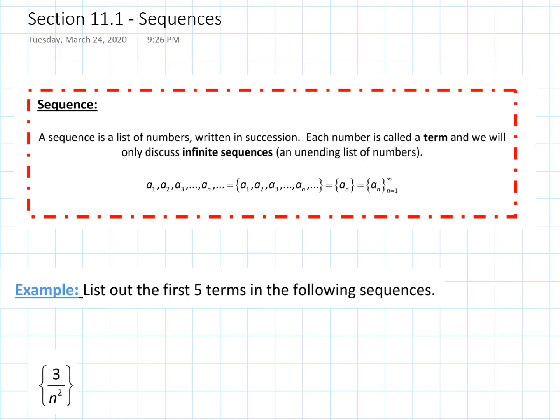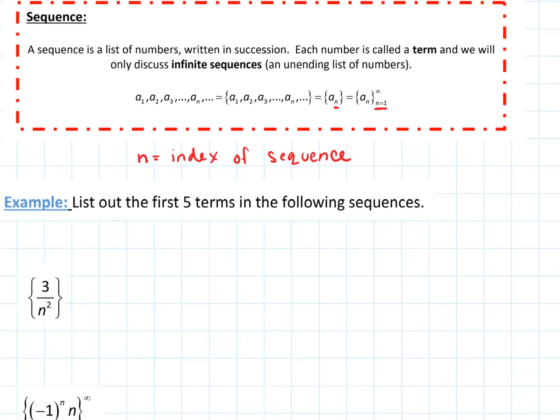We are going to be focusing in on this n, the index of the sequence. So n in these definitions is defined as the index of the sequence. And we're going to use that index to write our sequences, to define our sequences. Unless otherwise stated, we'll assume that n is going to start at 1. If it's going to start at something other than 1, we'll indicate that in some way in the definition of the sequence.